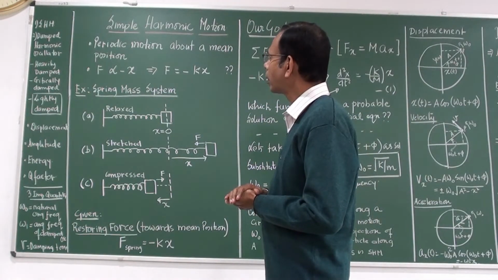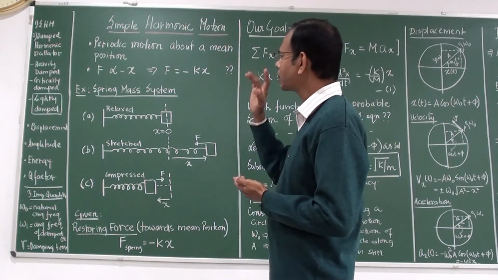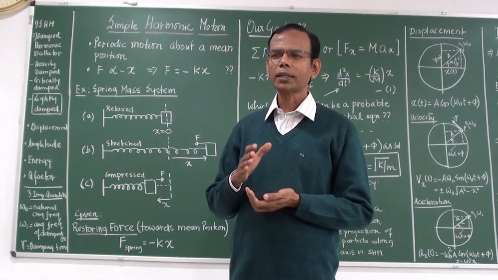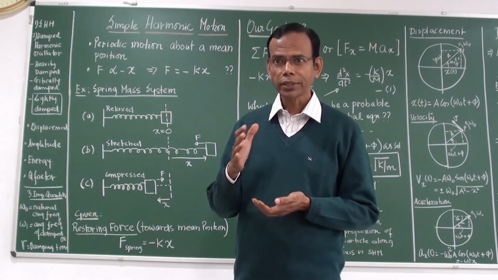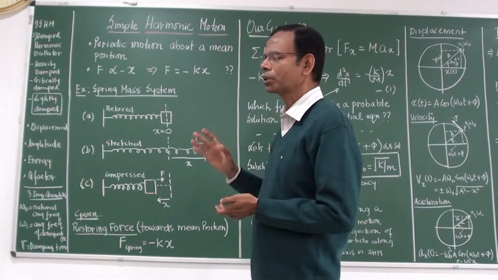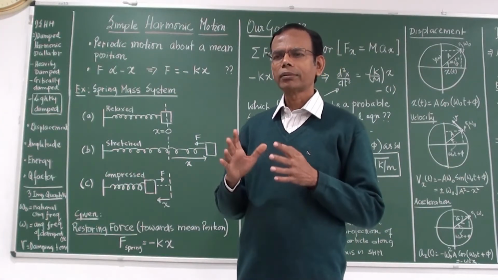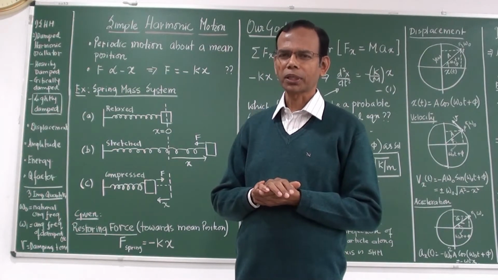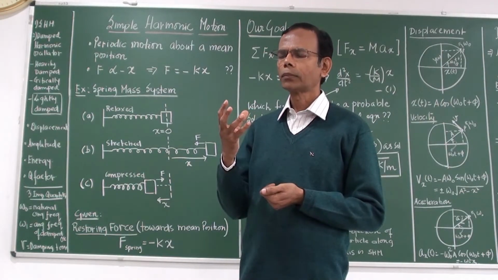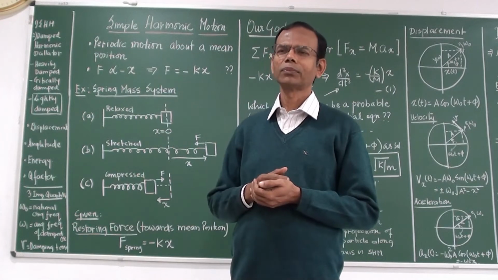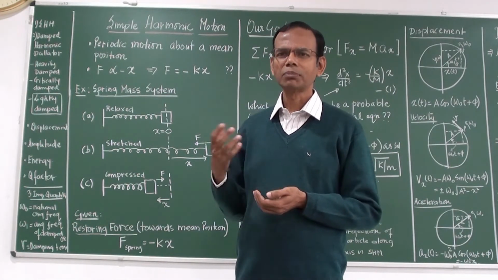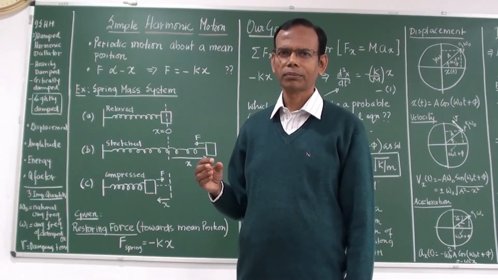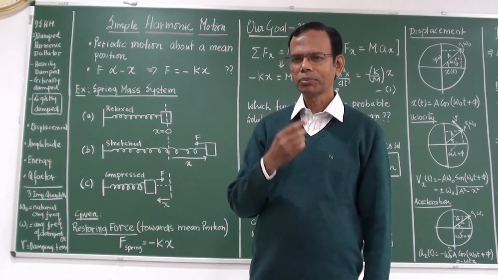Now, the second thing is, we say periodic motion. There are two or three similar terms. One is periodic motion, another is oscillatory motion, and third is simple harmonic motion. Every simple harmonic motion is a periodic motion, but every periodic motion is not simple harmonic. Like the planets moving around the sun, it is a periodic motion, but it is not simple harmonic, because there is no fixed point or mean position about which it is moving.